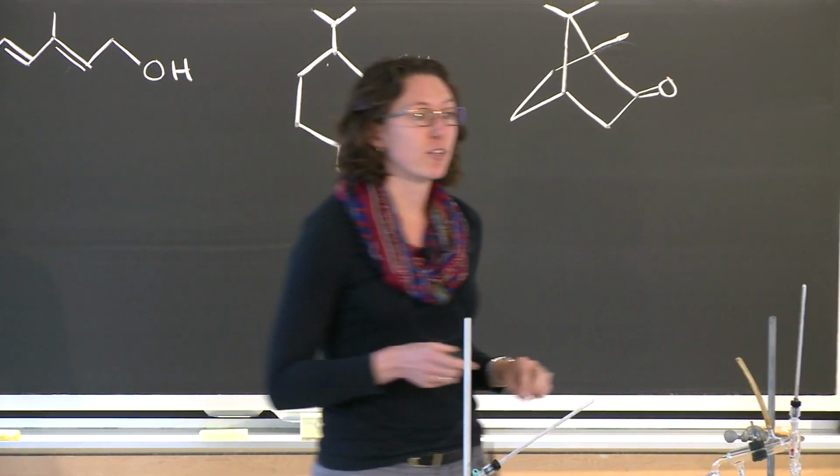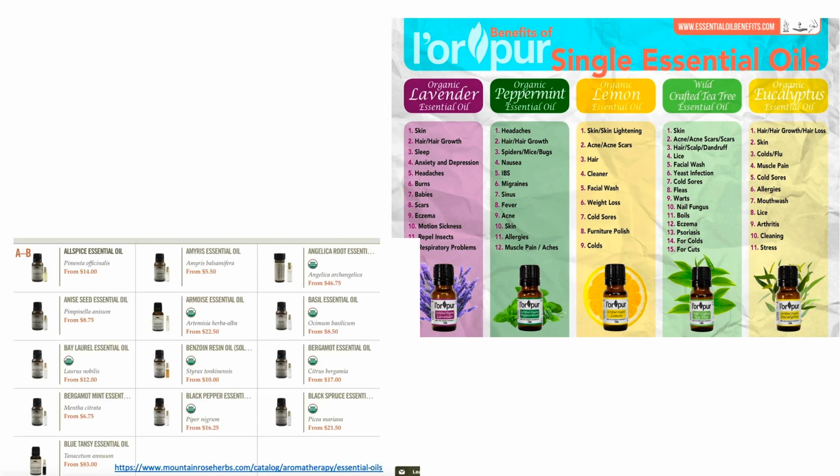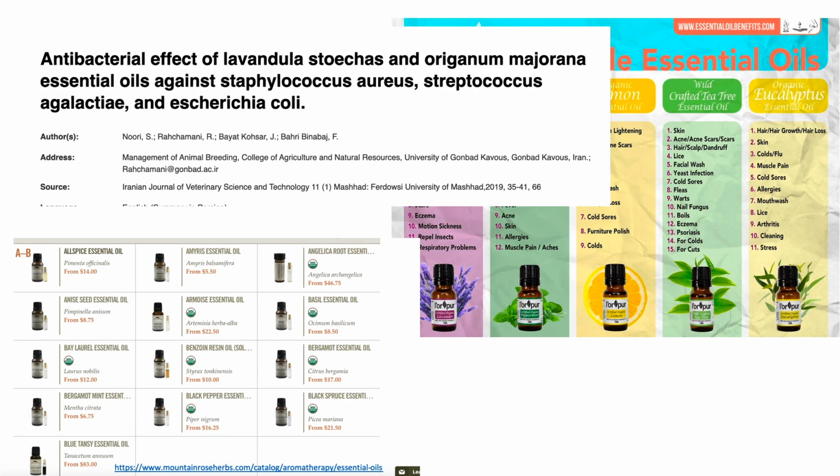So today, if you look online and you do a search for essential oils, you can find a million different places to buy them. You can find all sorts of information, some true, some not, about what essential oils do. So you may see something like this that has different types of essential oils, different plants that they come from, and all of the things that they are rumored to treat. You can buy the essential oil of almost any plant that you like, depending on where you look.